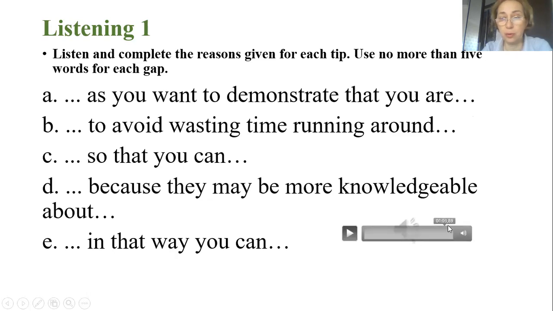Now I'm going to turn on the recording and you'll tell me if you can hear. Unit 3, Listening 1. Can you hear? Yes, we can hear. Okay. Now.